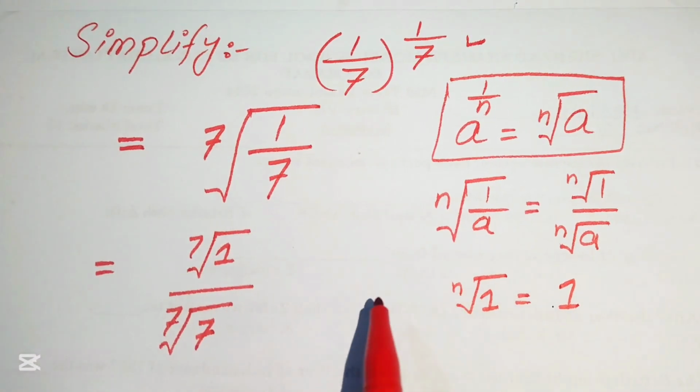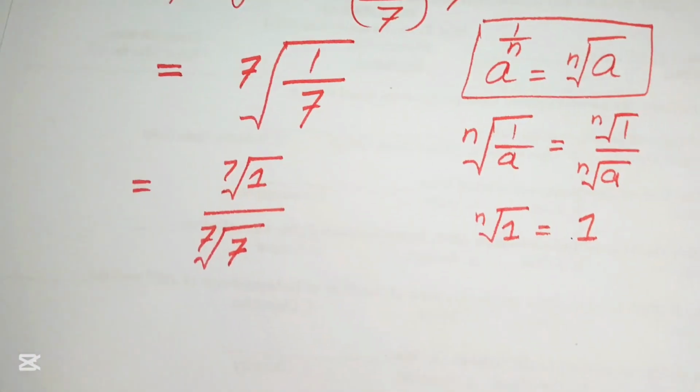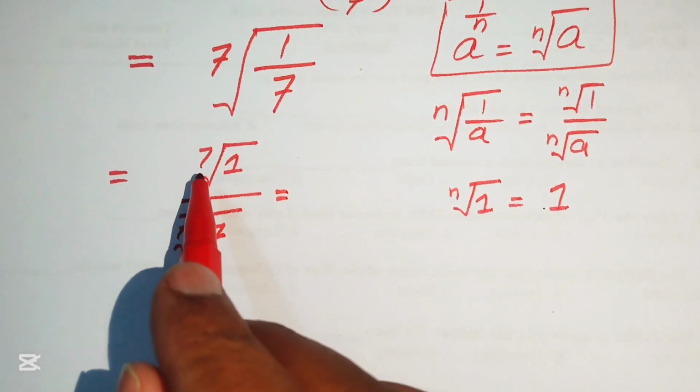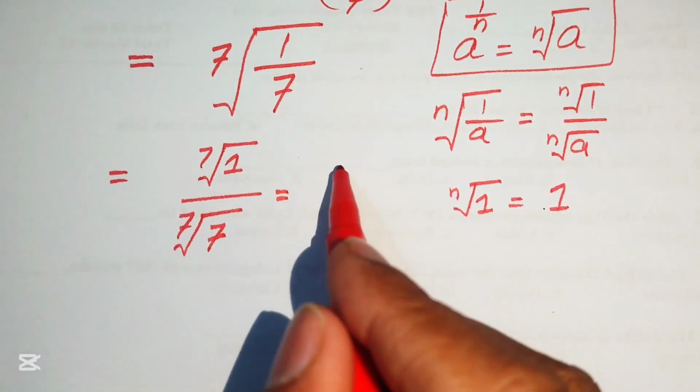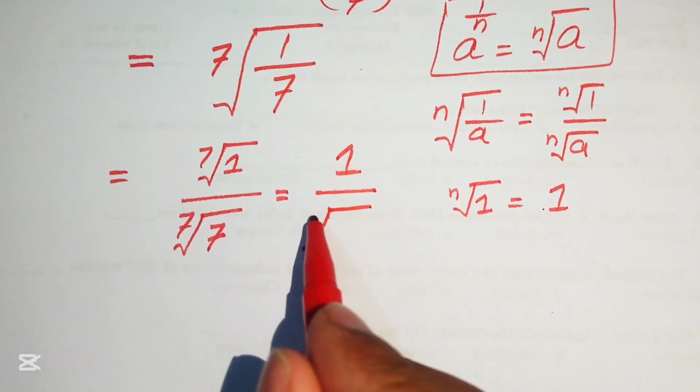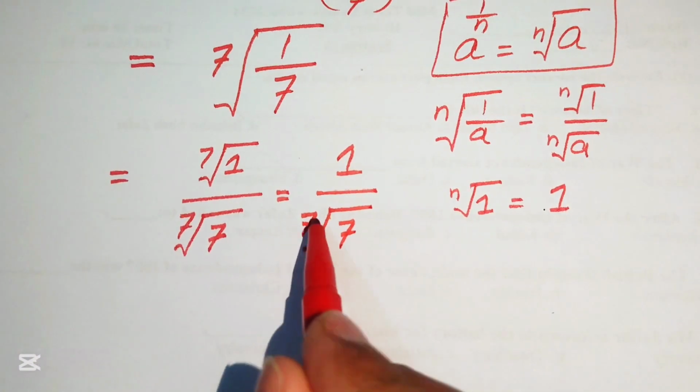So it means that any root of 1 is also equal to 1. It means that the 7th root of 1 is equal to 1, and we divide this by the 7th root of 7.